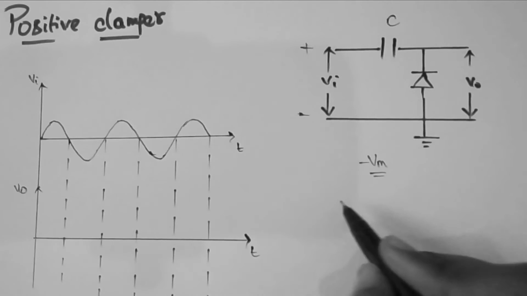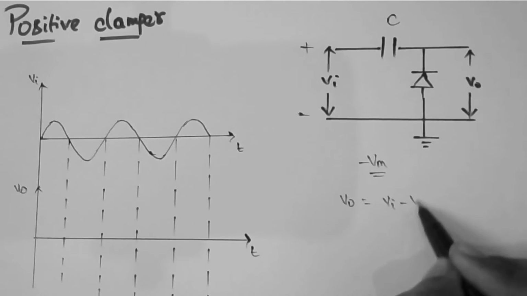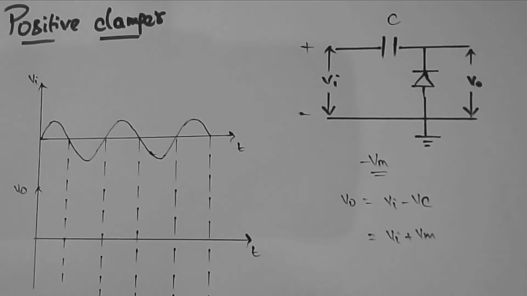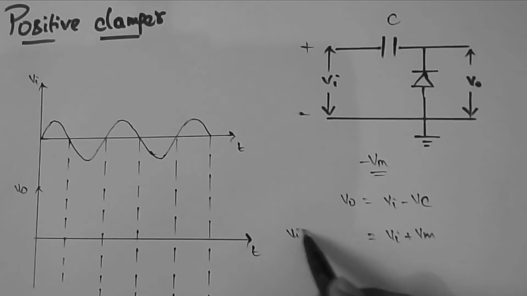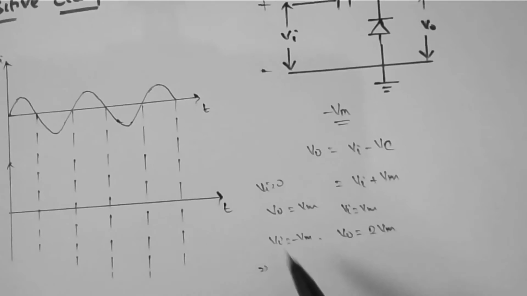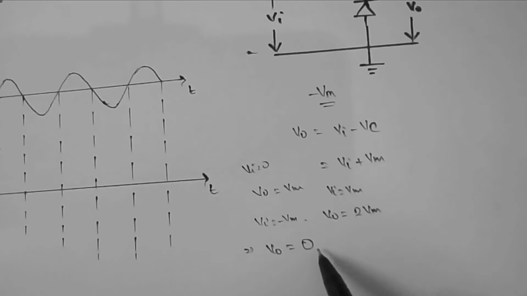By applying KVL, the output voltage would be V0 equal to Vi minus Vc. It means Vi plus Vm. So when the input voltage is 0, then the output voltage will be Vm, and when the input voltage is Vm, the output voltage will be 2 Vm, and when the input voltage is minus Vm, then the output voltage would be 0.